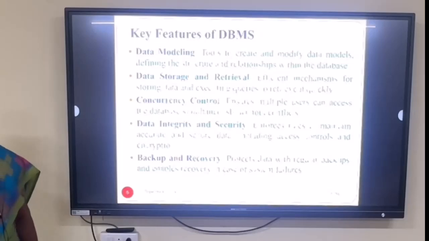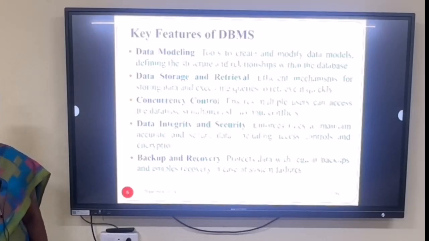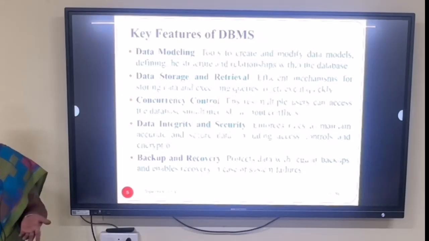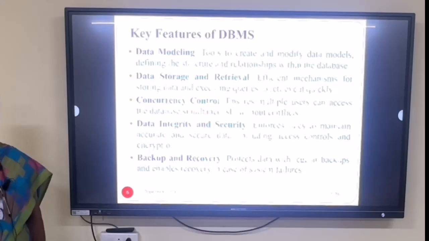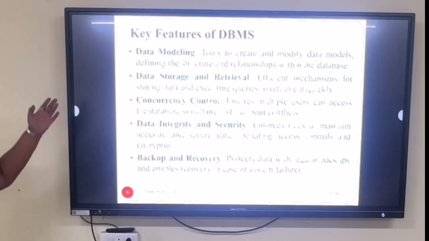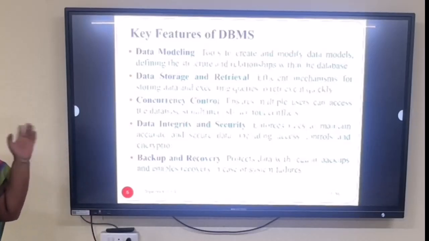But if there is any error in that, if a power failure or any hardware failure occurs, the card will be stuck inside the machine. So these are some of the drawbacks from before the database arrived. So with storage and retrieval, the data can be stored and retrieved easily.